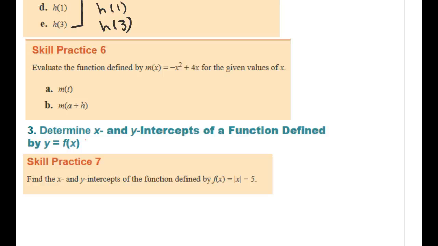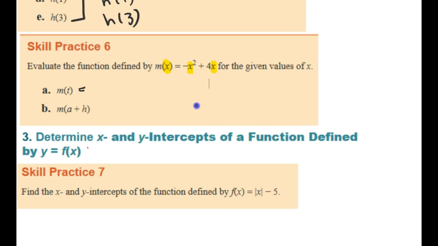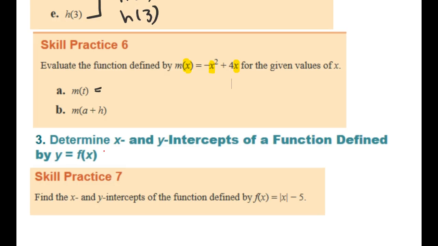Now, instead of plugging in a number, we might plug in another variable. So m of t is saying I'm taking the function name m, and everywhere I have an x, I'm going to replace that with a t. So I have minus t squared plus 4t. So it's minus t squared plus 4t.